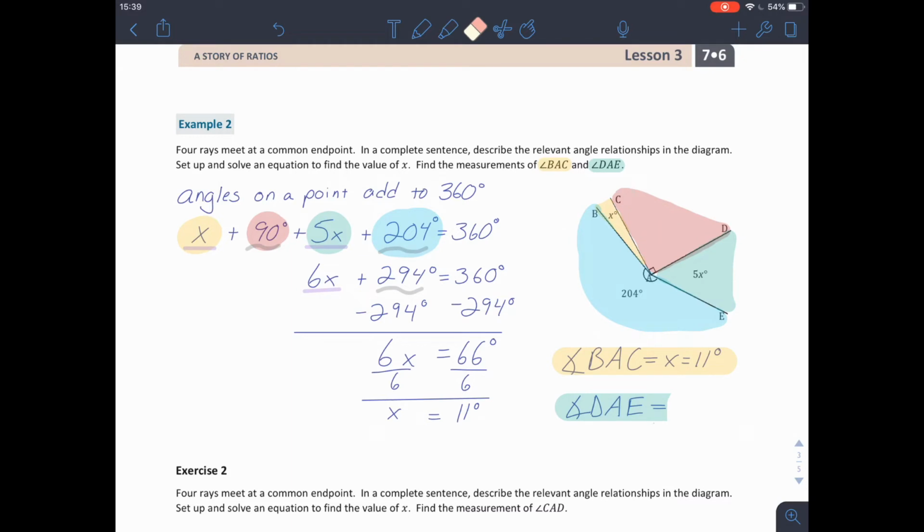For angle DAE, we had 5x in there, so in order to find out the value of angle DAE, I would have to do 5 times my value for x, which gets us 55 degrees for angle DAE.